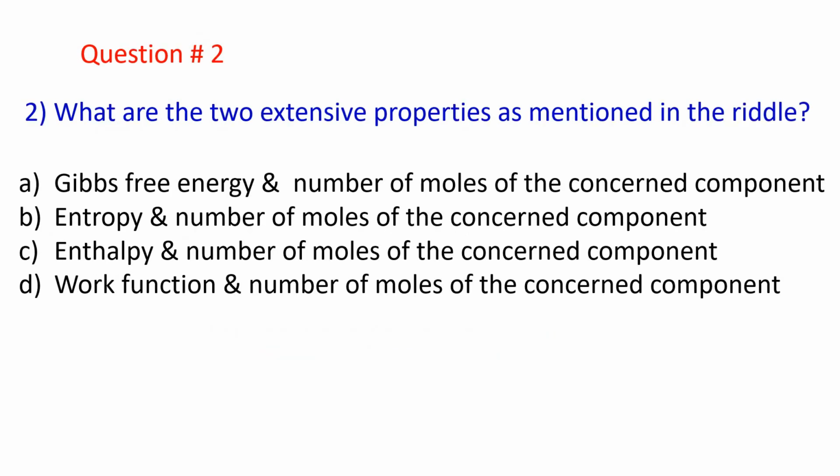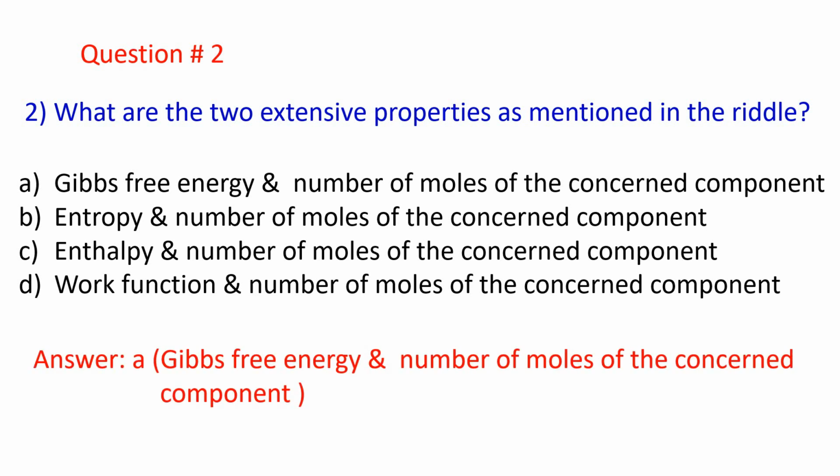Now question number 2. What are the two extensive properties as mentioned in the riddle? The options are option A, Gibbs free energy and number of moles of the concerned component, option B, entropy and number of moles of the concerned component, option C, enthalpy and number of moles of the concerned component, option D, work function and number of moles of the concerned component. So the answer is option A, that is Gibbs free energy and number of moles of the concerned component.